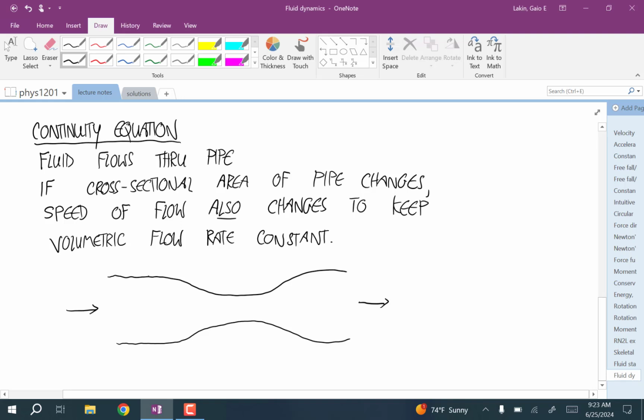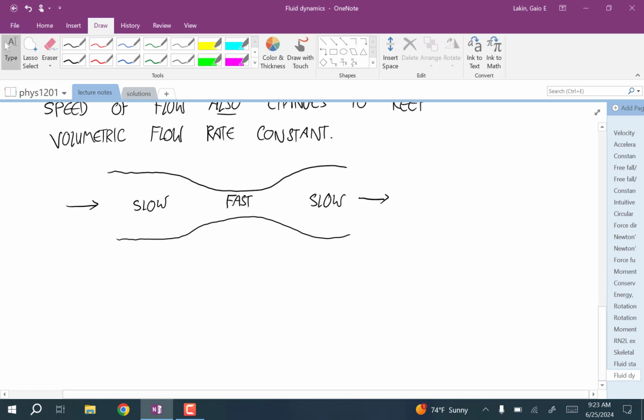And so what we get is that as the cross-sectional area decreases, the fluid speeds up, and as the cross-sectional area increases, the fluid slows down. And this equation has the form that at any two instants, the cross-sectional area times the speed is equal to the cross-sectional area times the speed at any other instant. So that's the continuity equation.